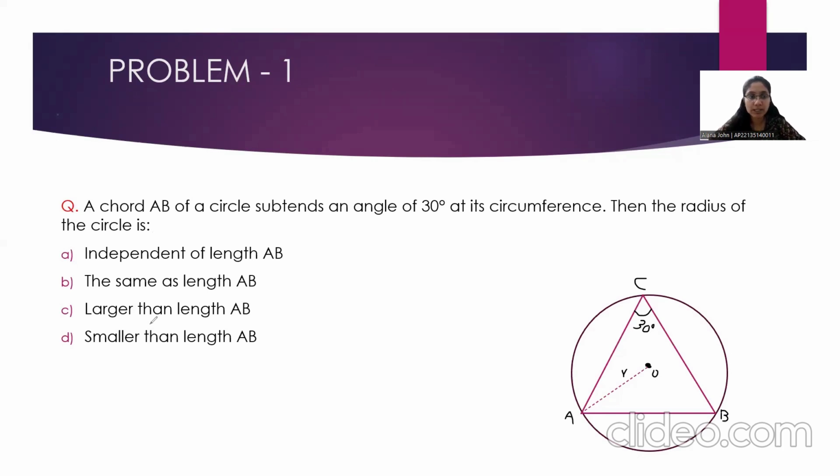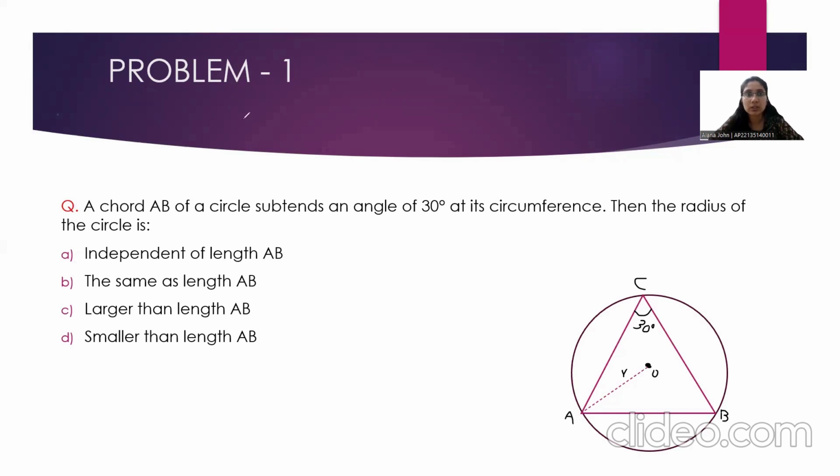And there four options are given. What are the options? The first option is independent of length AB. Second option, the same as length AB. Third option, larger than length AB. Fourth option, smaller than length AB. So we have to find a relation between the radius of the given circle and the length of the chord AB. That is the information which we are getting by reading these options.